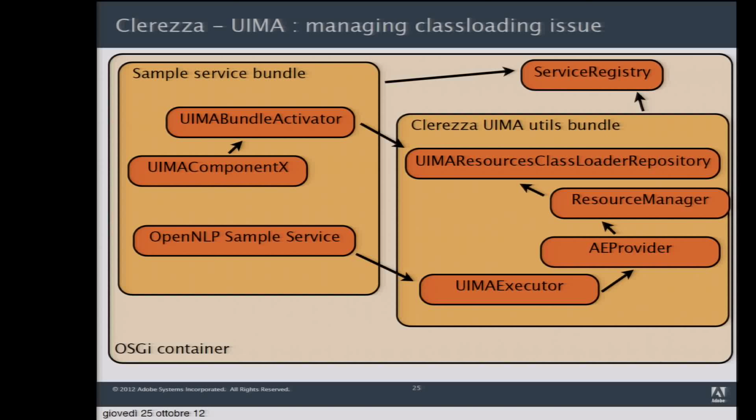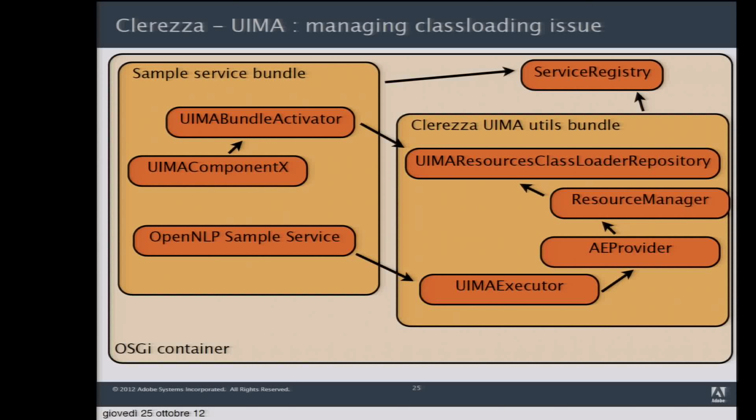So this is activation, okay? We have the UIMA component X in our sample service bundle. The UIMA bundle activator has a reference to this, which is an OSGI service. That's the reason why we have this service registry reference here. So it registers that component there. At runtime, the OpenNLP sample services just uses a descriptor, so it doesn't pass this component. It's just in this part of the box.